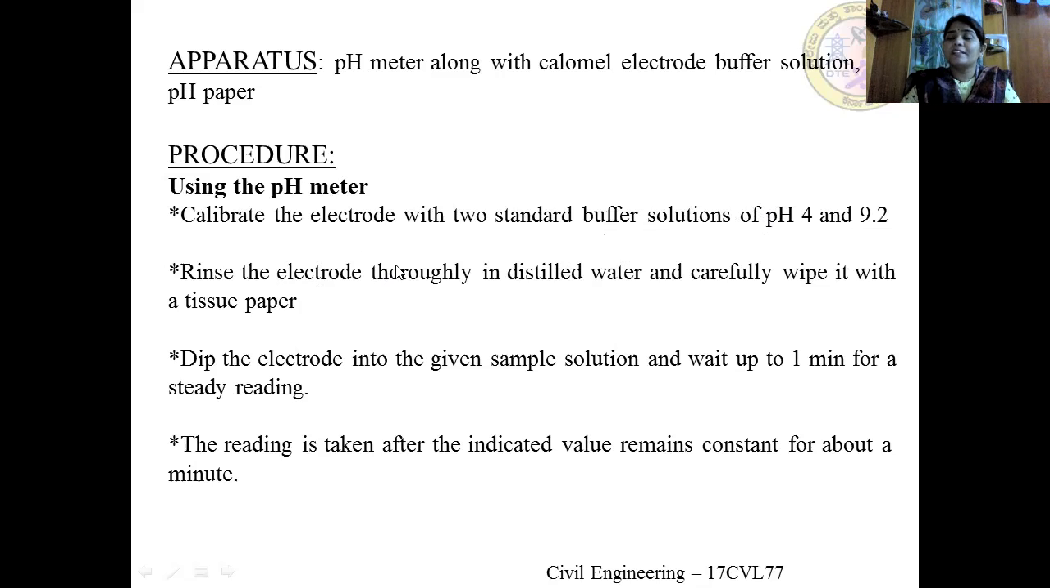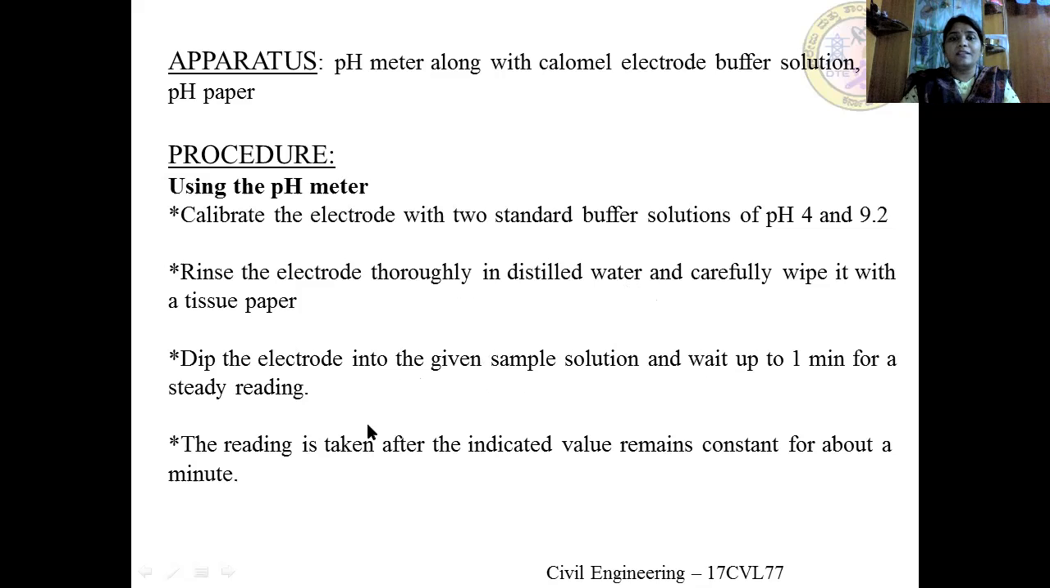Next, we are going to rinse the electrode thoroughly in distilled water and carefully wipe it with a tissue paper. Then dip the electrode into the given water sample solution. Wait up to a minute for a steady reading, and then we note down the reading as the pH value of that particular sample.